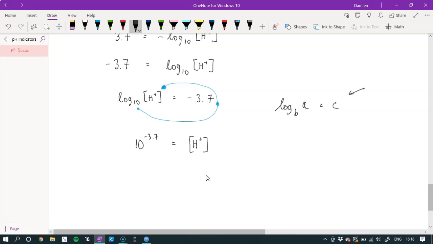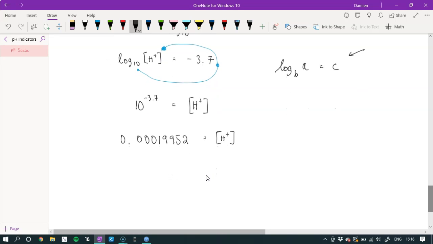So when you tap that into the calculator, you might get something like this. So you get 0.000199952 and a couple of other bits is equal to the hydrogen ion concentration. Now you can leave it at that, or your calculator may give you something in scientific notation.